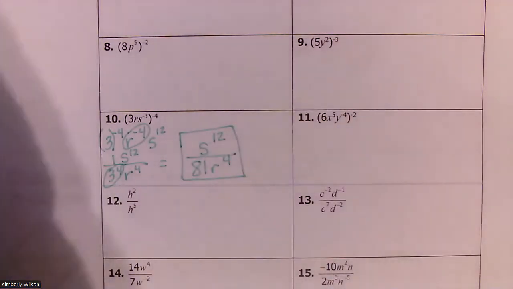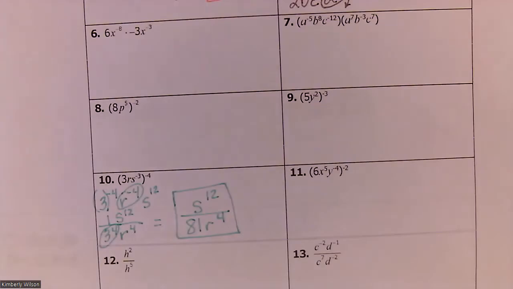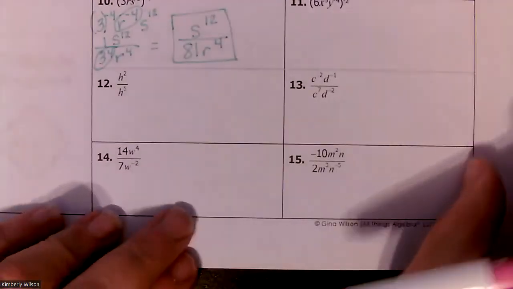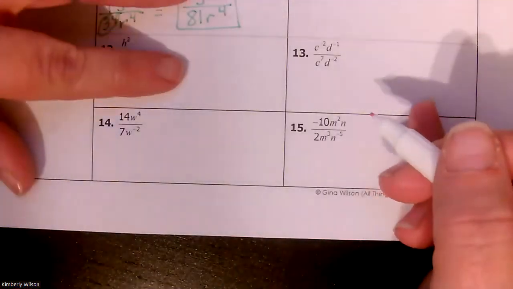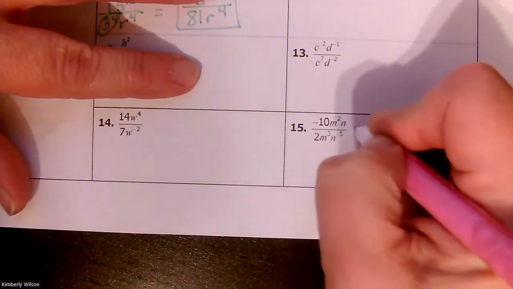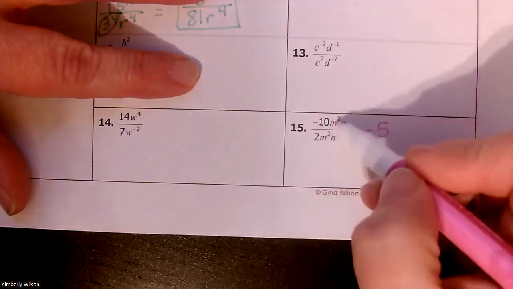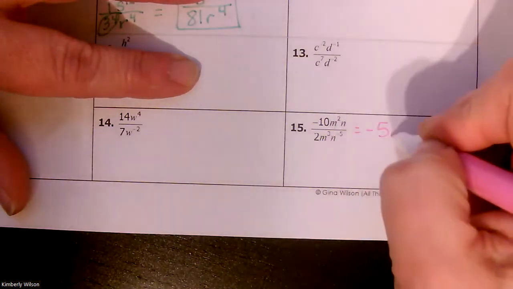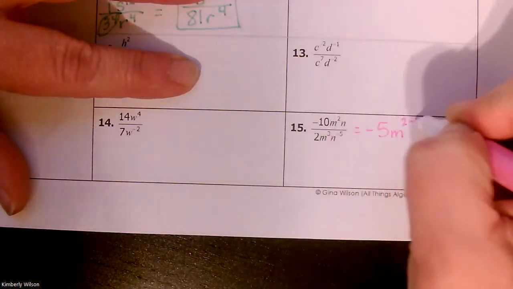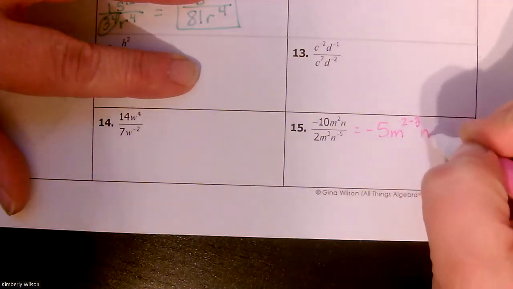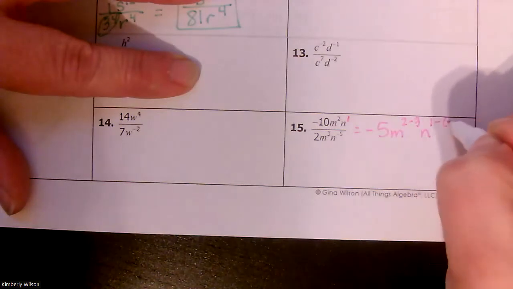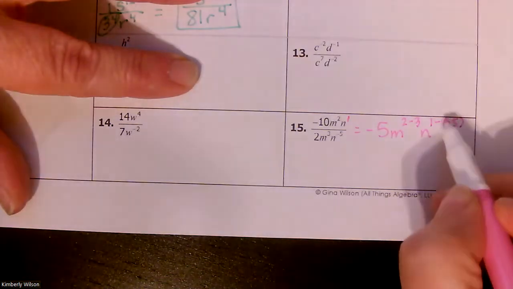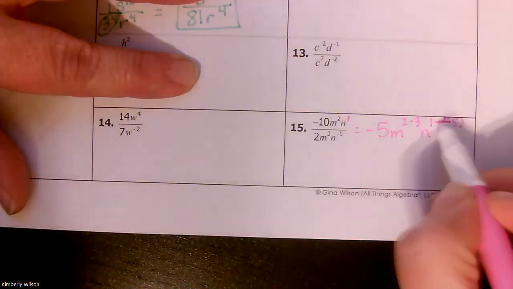Okay. Next example, number 15. This is where we're pulling in the quotient rule. So we have to do our division. So we have negative 10 divided by 2, which is negative 5. And then when it's a quotient rule, we subtract our exponents. So we have m to the 2 minus 3. n to the, oh, remember that's a 1 that's understood to be there, to the 1 minus negative 5, which means if that's a double negative, this becomes a big plus.